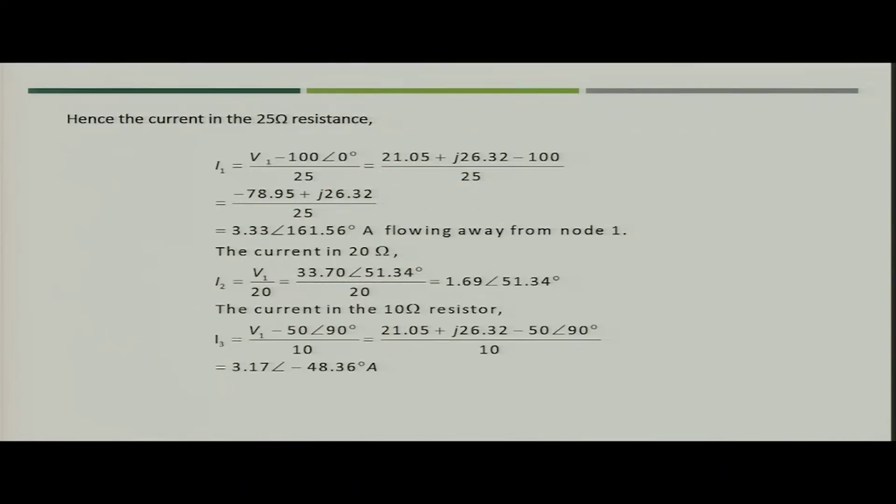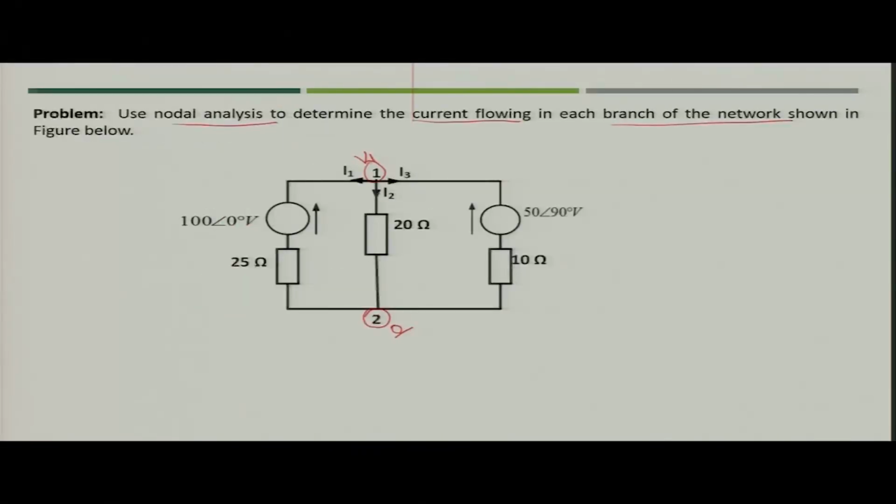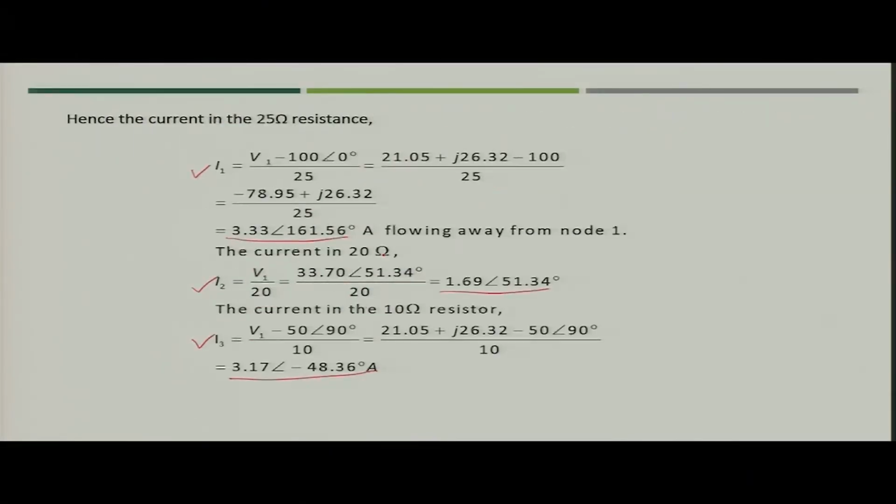So, you have got the value of V1. Simply you have to put the values of V1 in I1, I2 and I3, and when you put the value, you will get the values of currents, right. So, in this way you can easily find out the value of currents. So, those are the branch currents in this case, and you can solve the circuit.